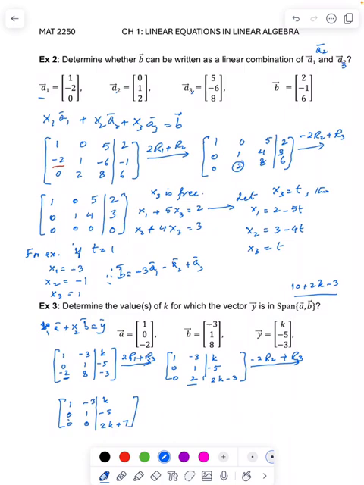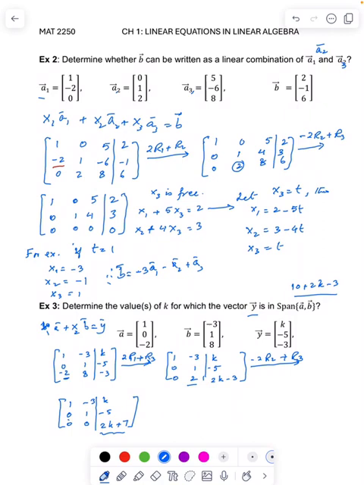So now if you recall, this third row is saying 0 is equal to 2k plus 7. Now if the value of k is such that this quantity is not 0, then there will be no solution. So we want it to have a solution, so that we can say y can be written as a linear combination of AB. In other words, so that y is in the span of AB.